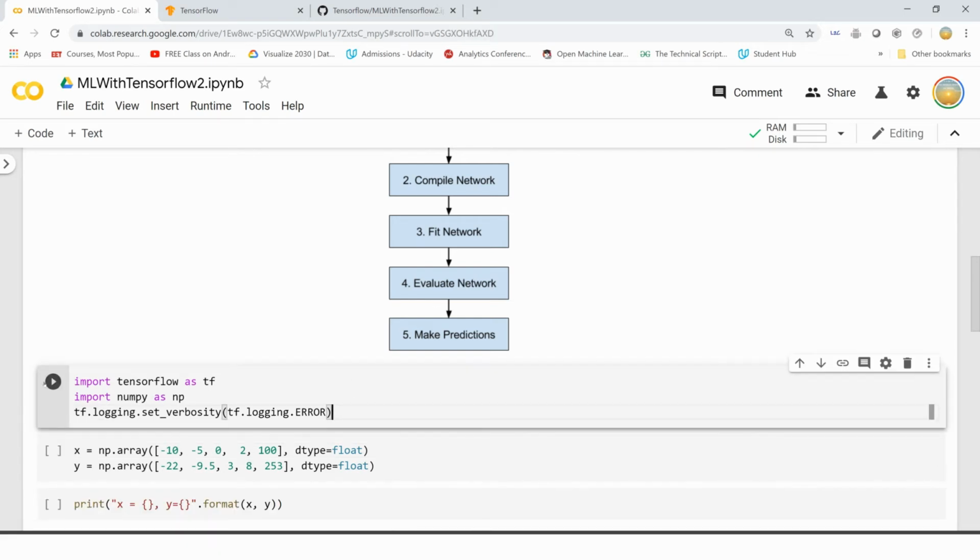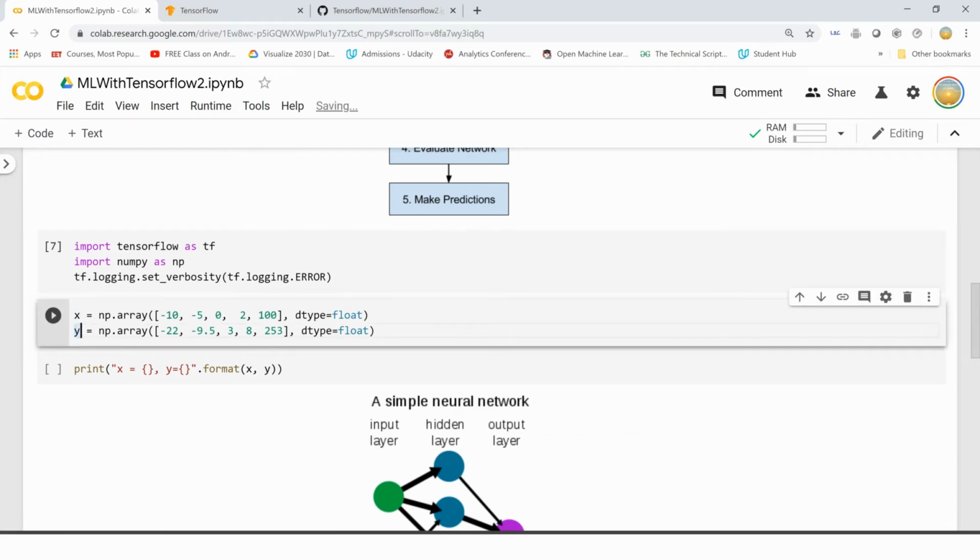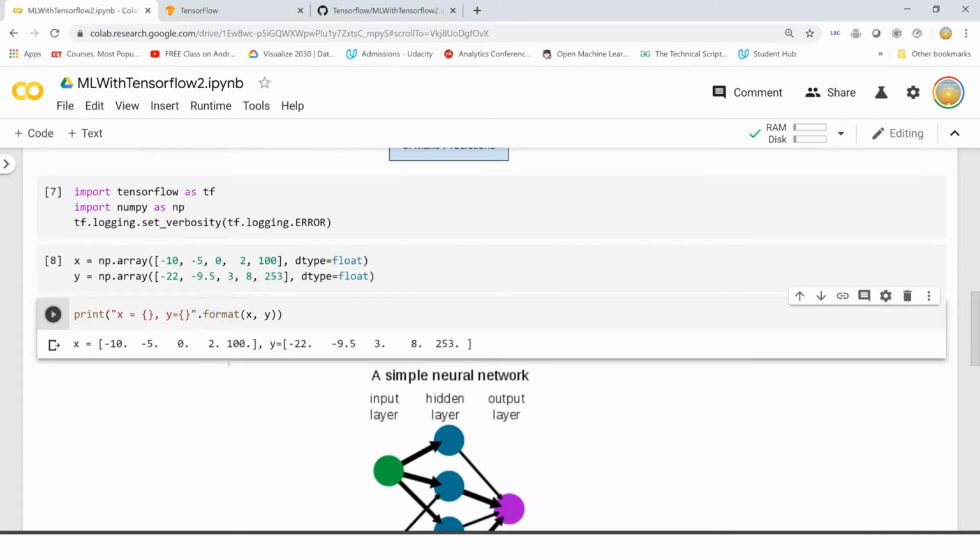So let me run this cell. Now I'm feeding x and y's, that is my inputs as well as the outputs, to my model in the form of NumPy arrays. So I have these inputs, the data type is float, and these are my outputs, and again the data type of these is float. So let me run this cell. Now let me print the values of x and y to know that they have been correctly fed.